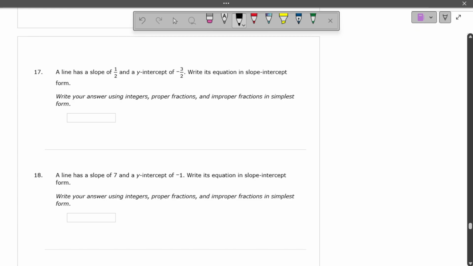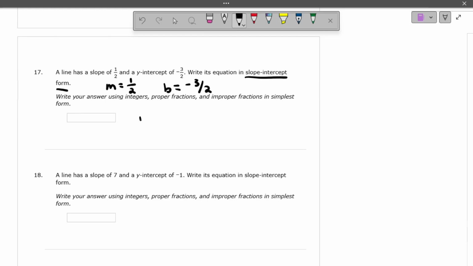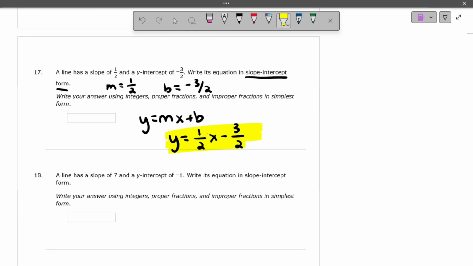Scrolling down to both 17 and 18, if a line has a slope of 1/2, so this time I'll label it. So 1/2 equals m, and our y-intercept of -3/2, b equals -3/2. Write its equation in slope-intercept form. So y equals mx plus b means y equals 1/2 x minus 3/2 is our answer.